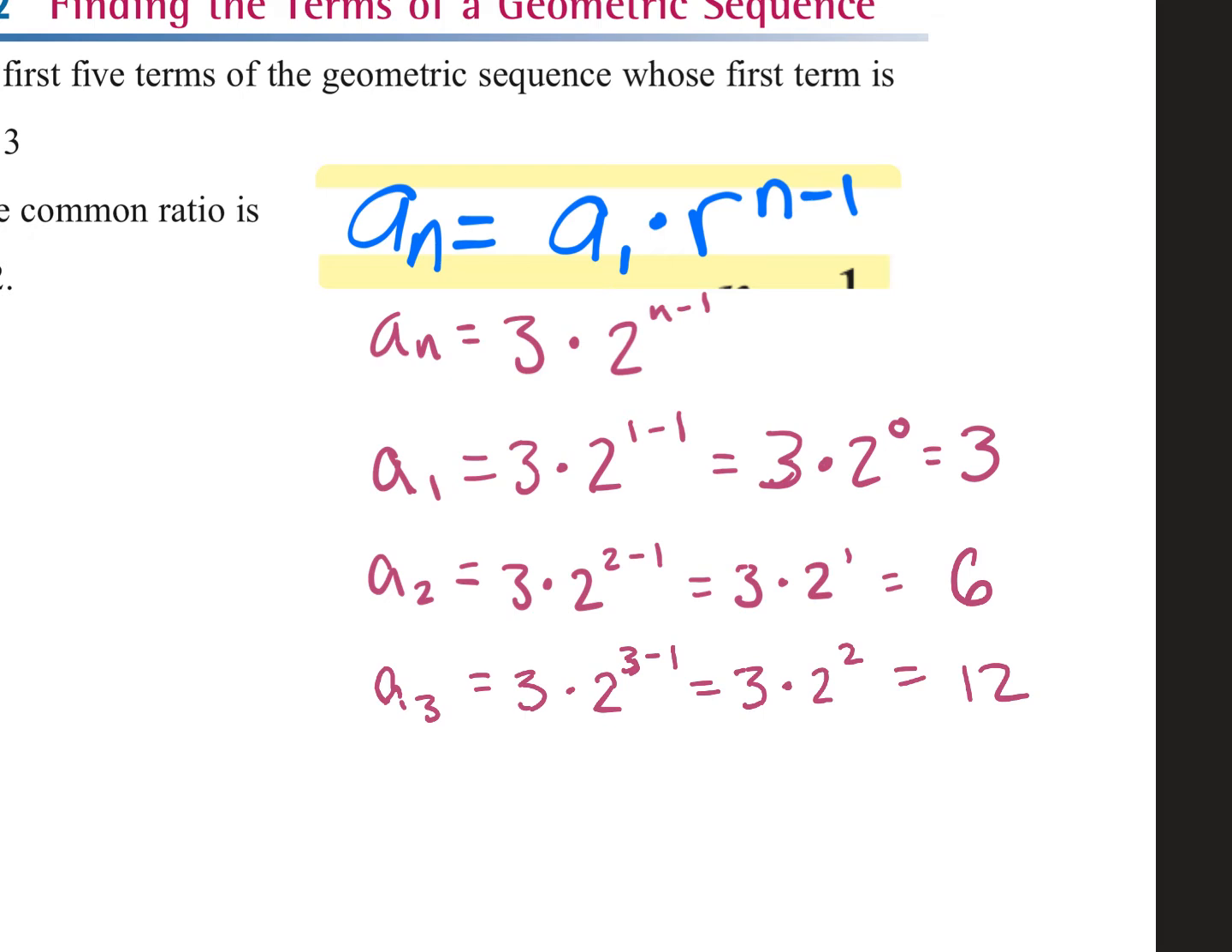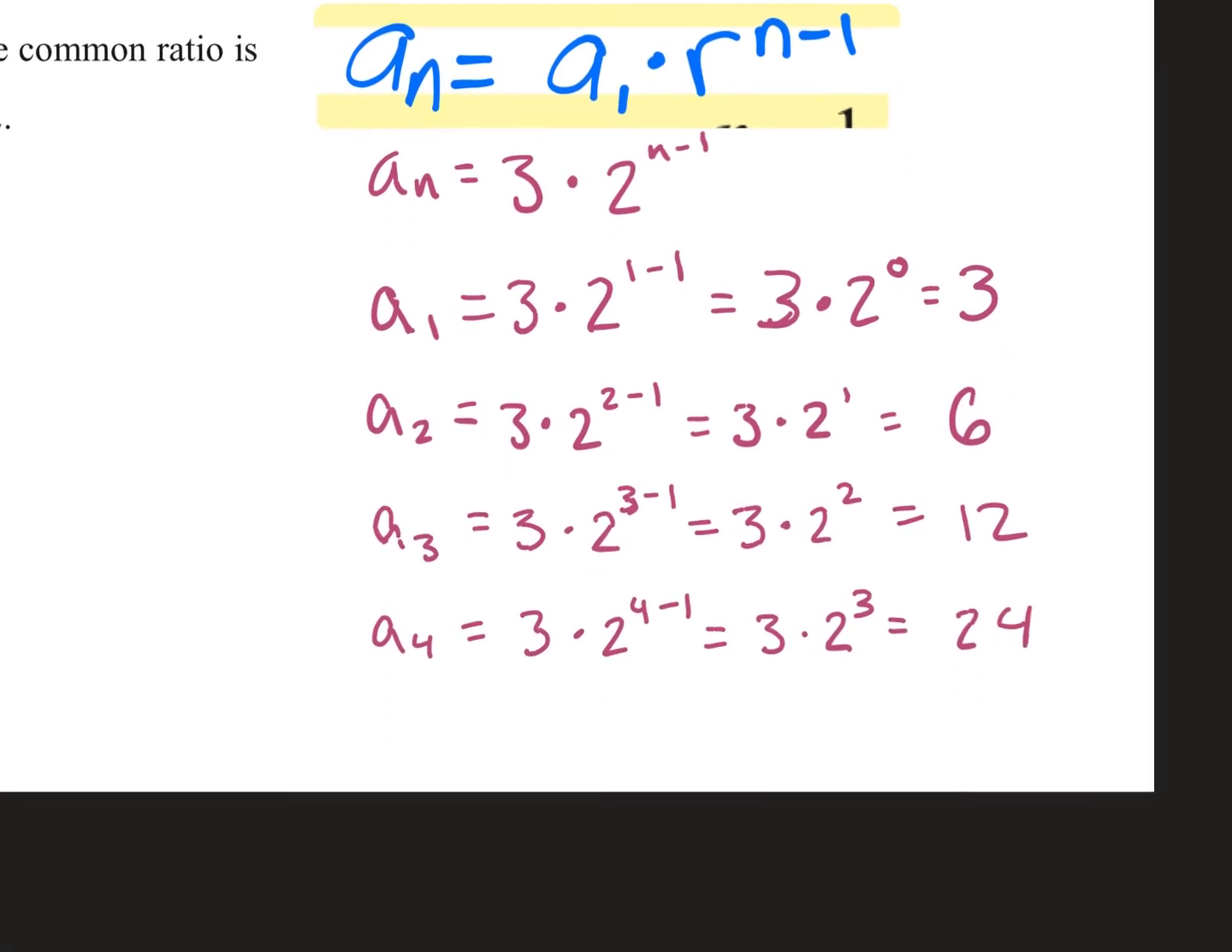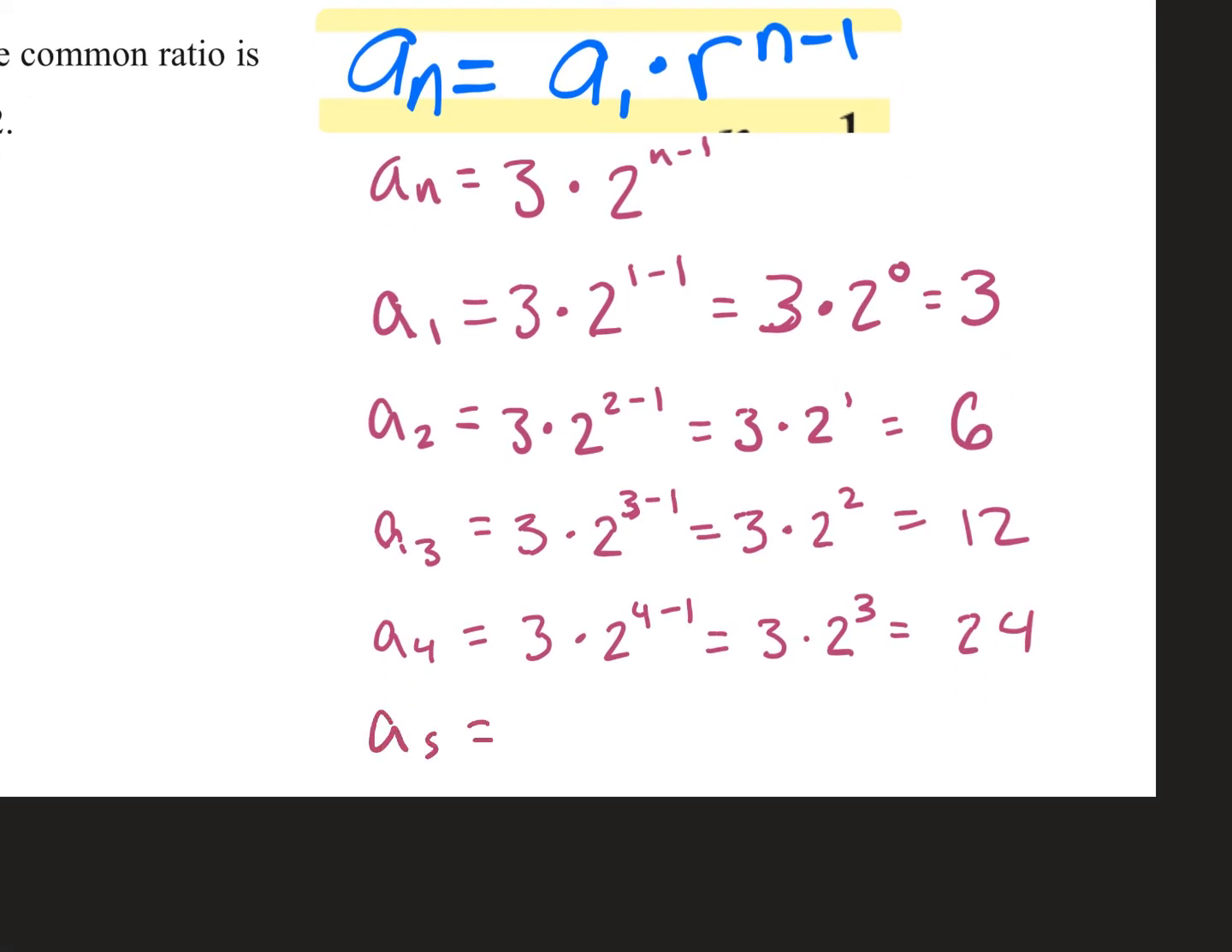A sub 4. So we have 3 times 2 to the power of 4 minus 1. 3 times 2 cubed. 2 cubed is 8. What's 8 times 3? 24. And then the fifth term, so a sub 5. 3 times 2 to the power of 5 minus 1. So 3 times 2 to the fourth power. 2 to the fourth power is 16, so it's 3 times 16.